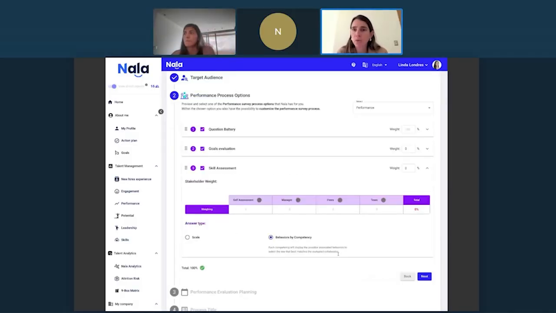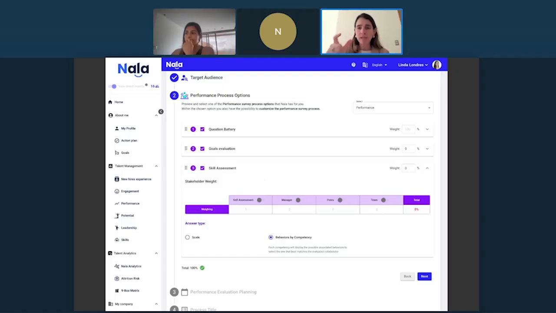So what Mafe is showing, just so that it's clear, is that Nala, as a software, has different modules. One of our modules is performance management. Within performance management, you can do goal planning, a mid-year review, and an annual review. Thanks to this module, you can decide that maybe the mid-year review is just an update on how they're doing with goals, but by the end of the year you want to add the skills assessment to the goals.